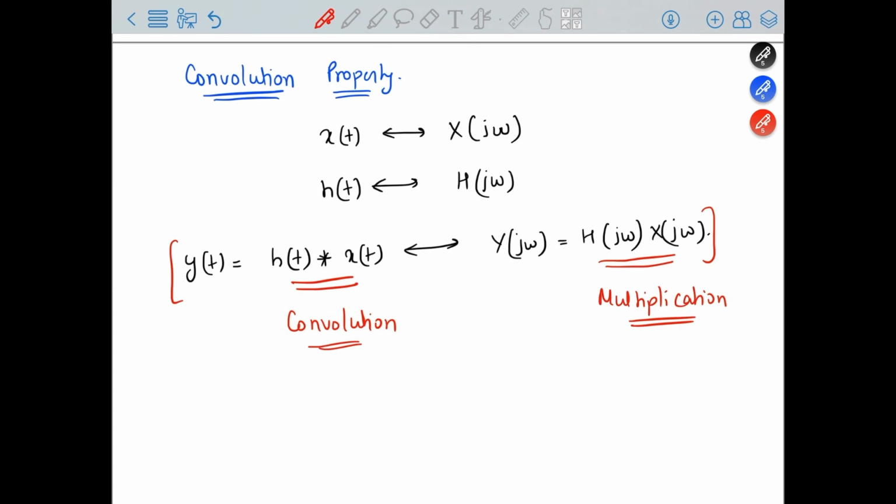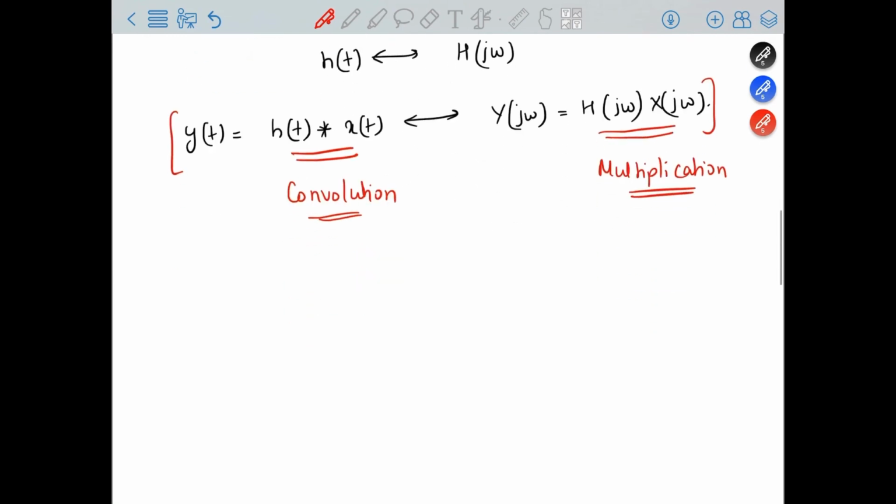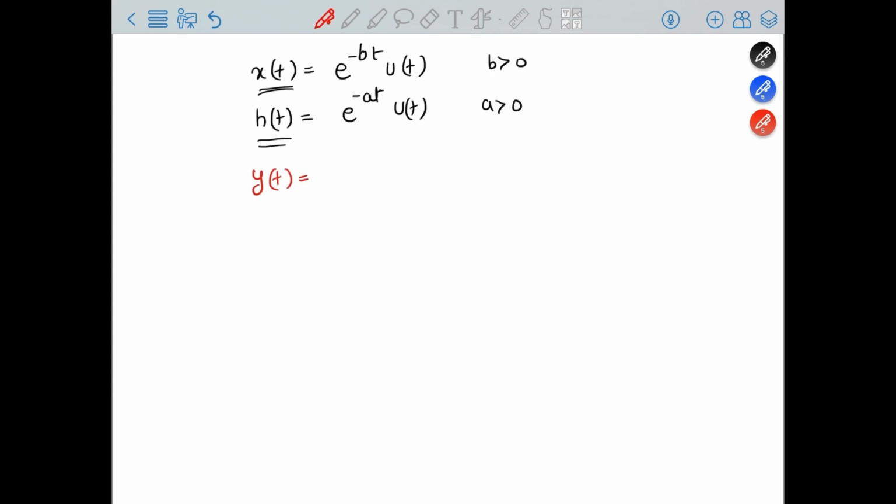Now with the help of one example, we will be able to understand this property in a better manner. Suppose we have a signal x of t represented by e raised to the power minus bt u(t), and an impulse response h of t equal to e raised to the power minus at u(t), and in both cases b is greater than 0 and a is greater than 0. So this is the input and this is the impulse response. What will be the output? The output will be y of t, which is h of t convolved with x of t.